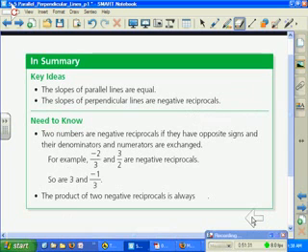Which one is that? Product of two negative reciprocals is always negative 1. Here we go.